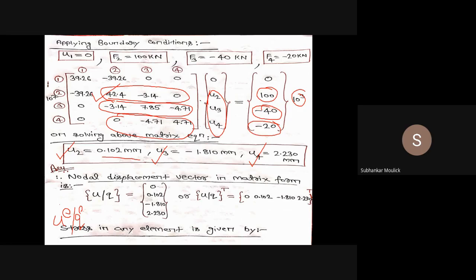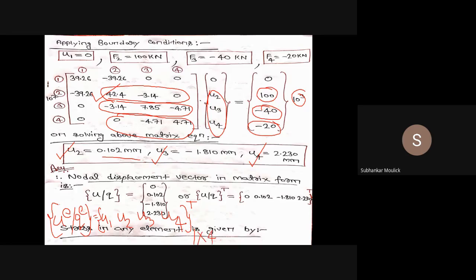So q element or u is nothing but, since four nodes are present, it will be u1, u2, u3, u4 transpose. So at present it is a 1 cross 4 matrix.